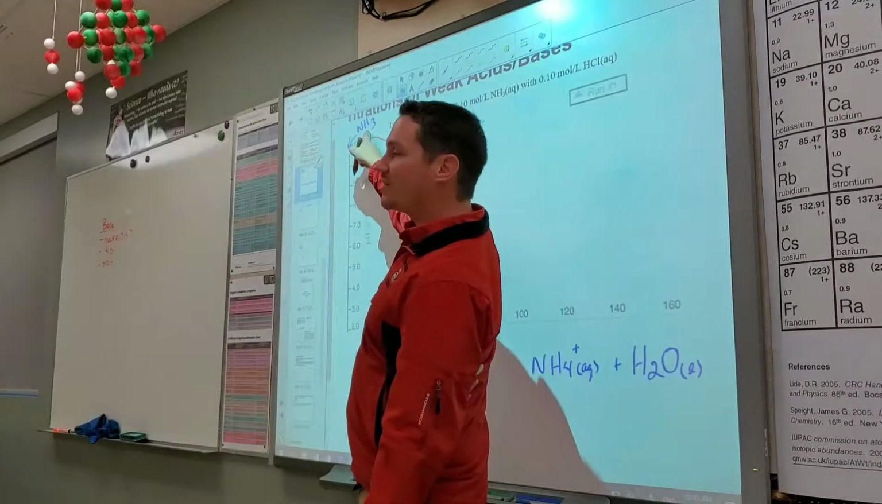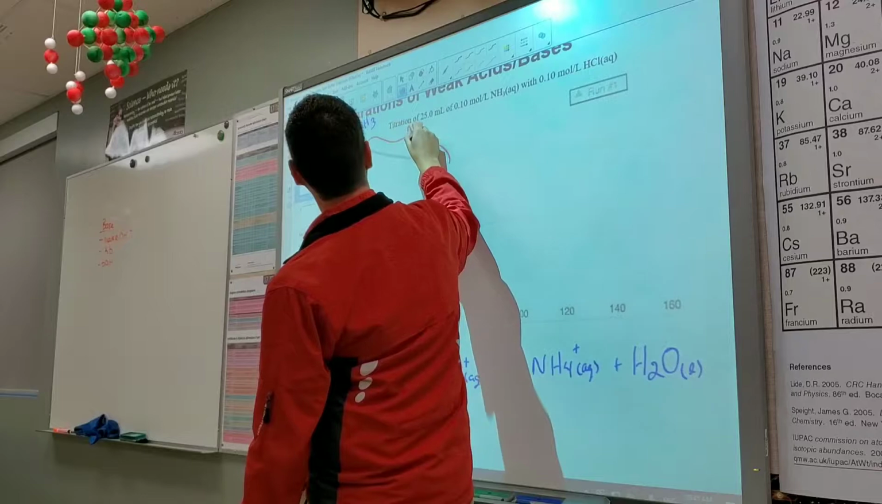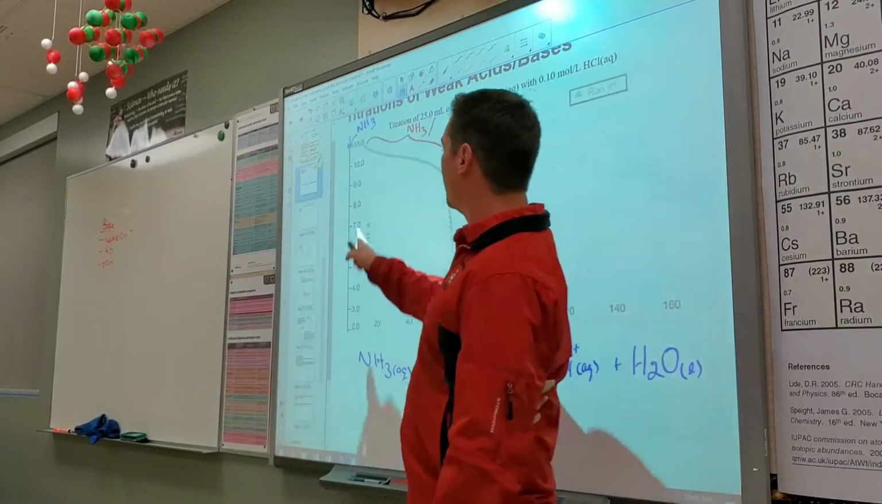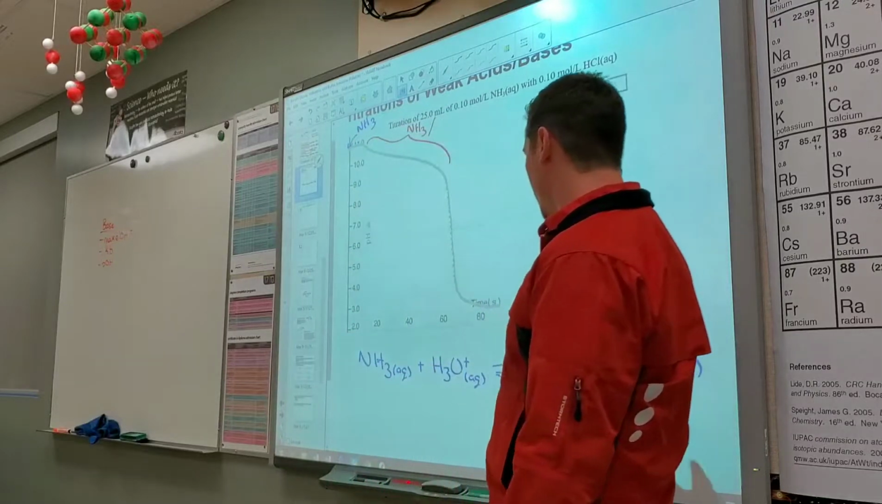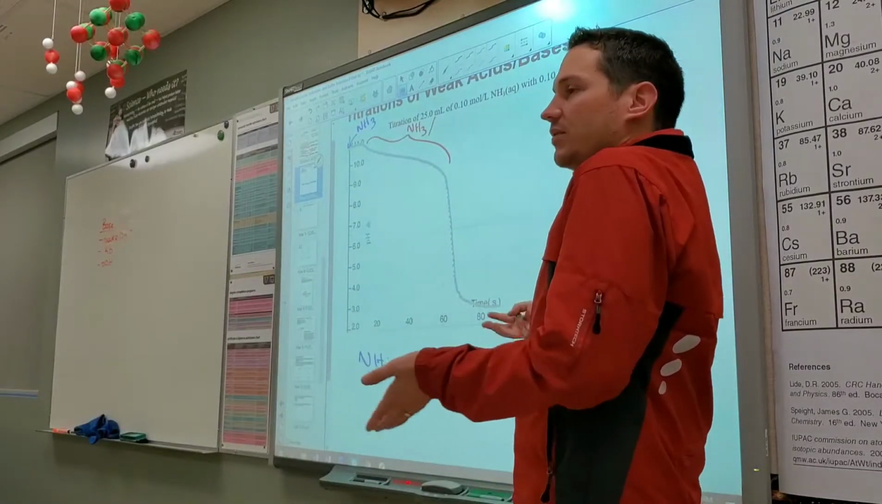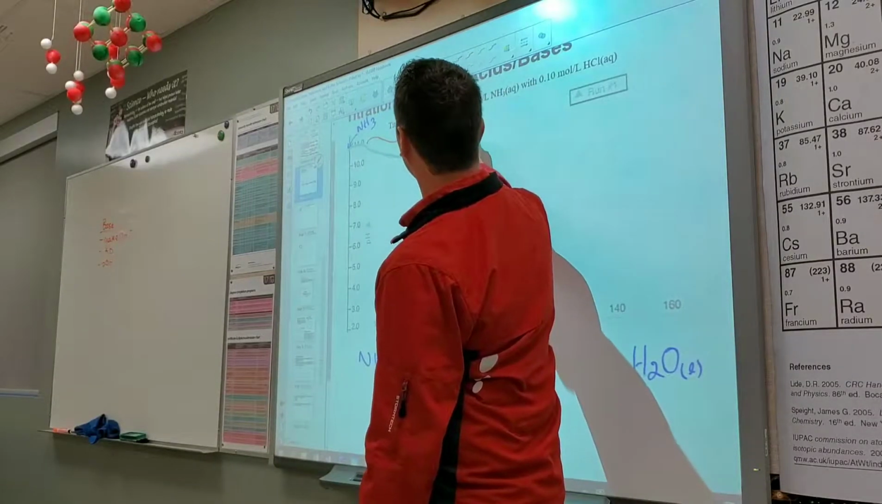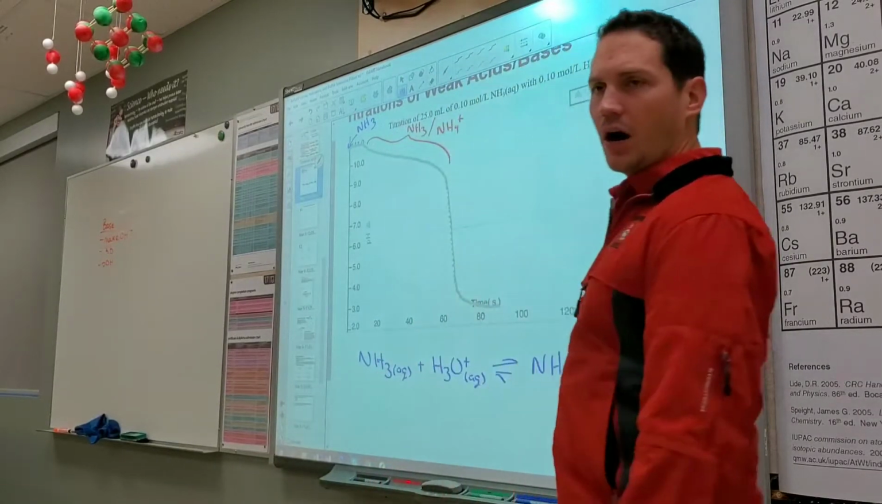So in this section right here, we still have some ammonia. But what else do we have? Now that we've turned some of the ammonia into ammonium, it's almost like we've got this weird mixture of ammonia and ammonium. Are we okay with that?